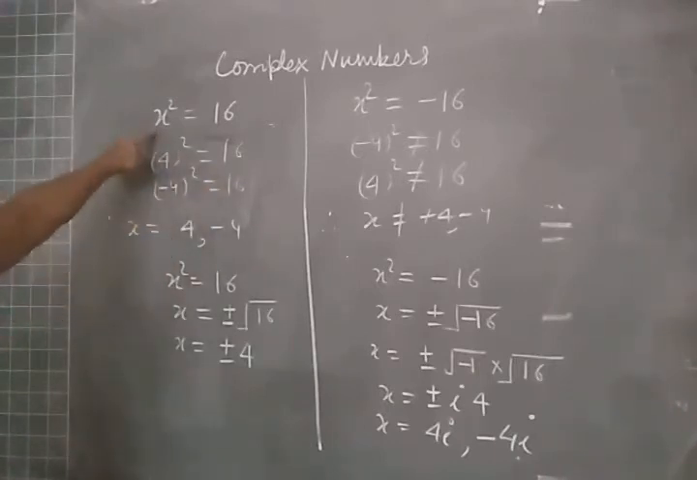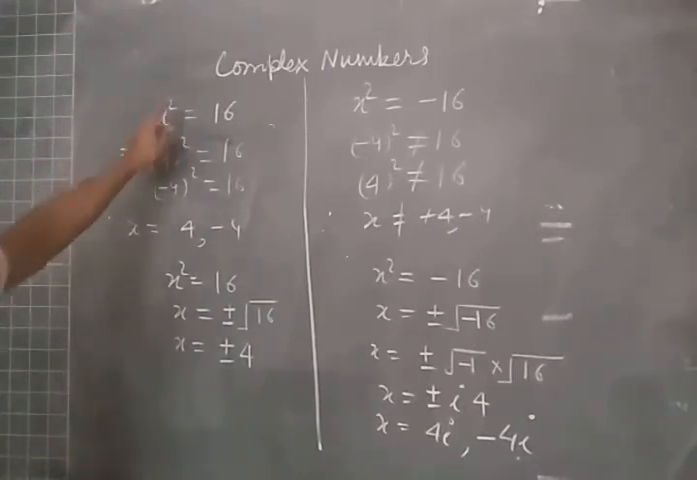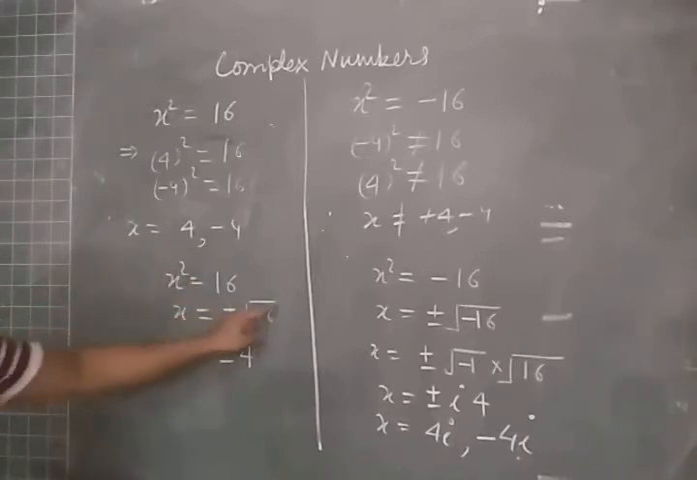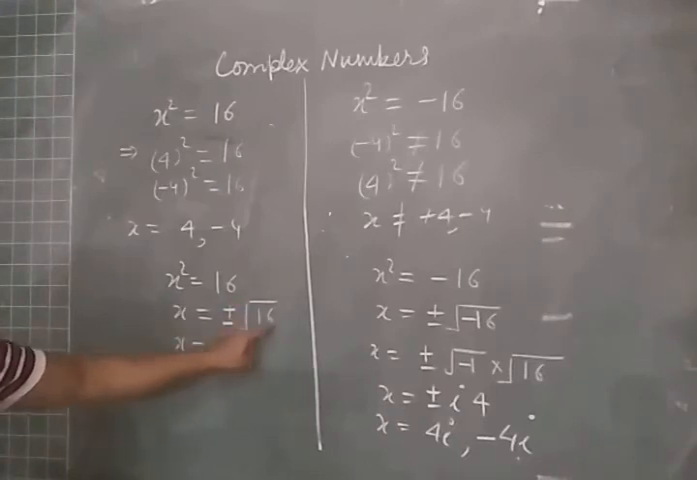This means the values of x will be, with the highest power of x being 2, there will be two values of x. These are plus 4 and minus 4, right? The same thing you can write: x square is equal to 16, then x will be plus minus square root of 16, and the square root of 16 means 4. So the values of x will be plus 4 and minus 4.